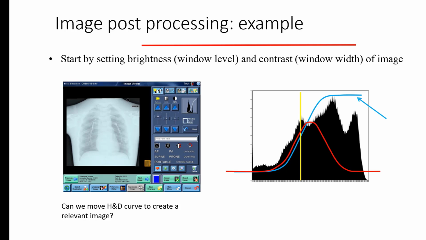So here we see an image that we need to tweak to get the best quality image. We see the data in the histogram. So we can move our H&D curve over the area of interest and optimize the image. Remember, we're just using window level and contrast.